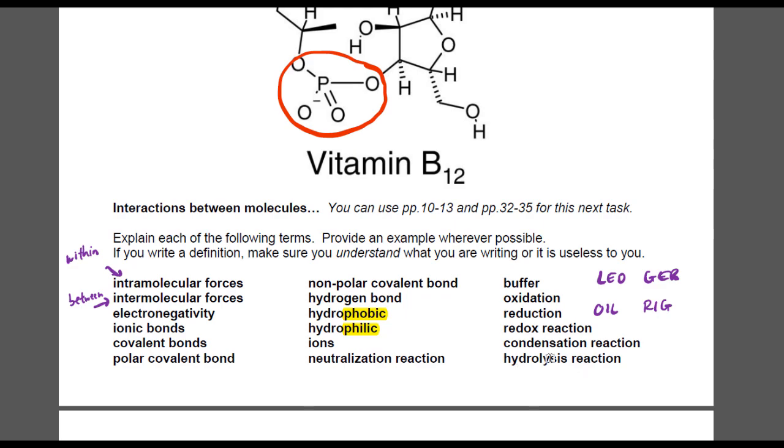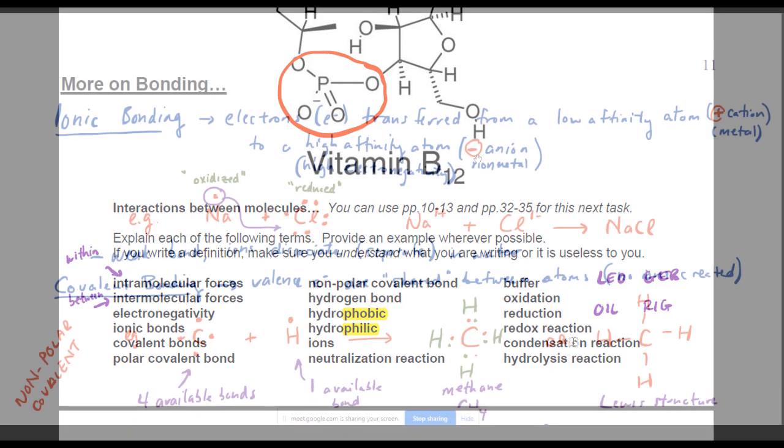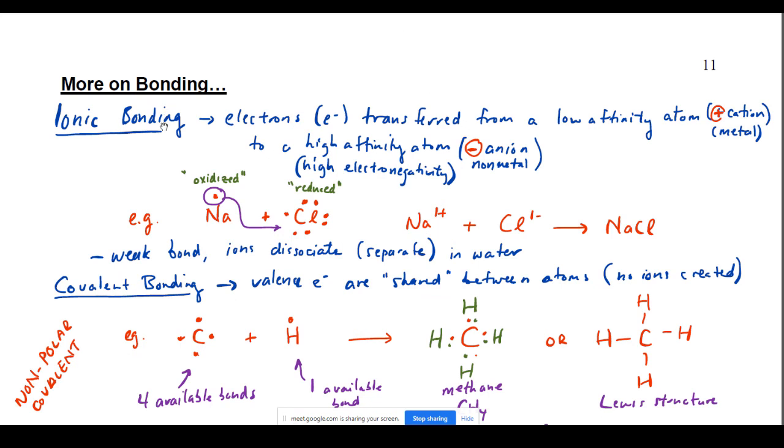Condensation and hydrolysis, you'll see that as we go along. So I'm not going to talk about that now. I'll talk about that when we talk about carbs after. So ionic bonding, ionic versus covalent. And again, this is going back to grade 9 and 10, but it's important for you to understand how we're building our molecules and how they interact with each other. So both the intramolecular, within, and intermolecular, between the molecules. So it's going to matter.